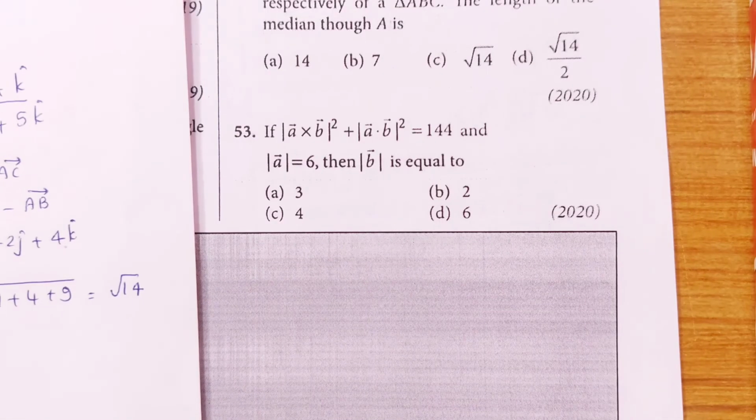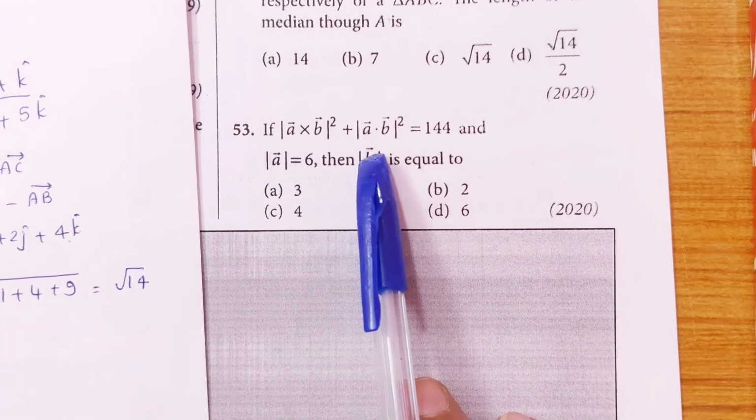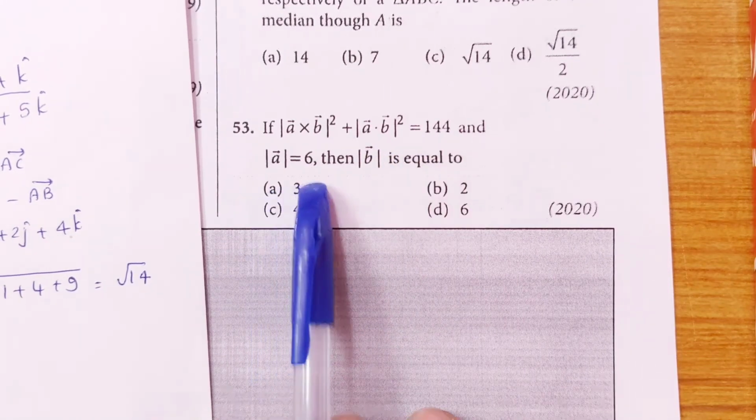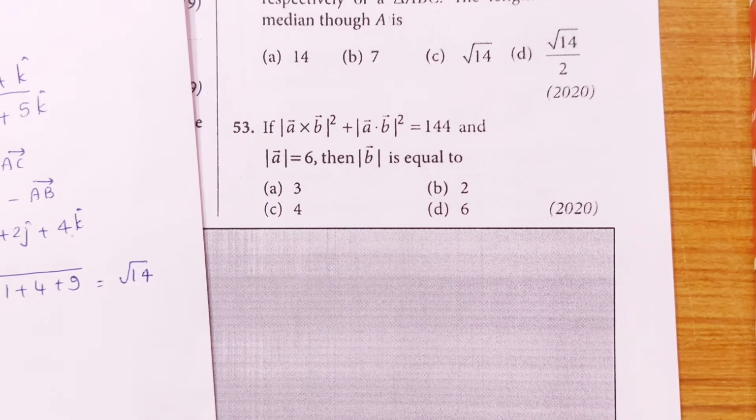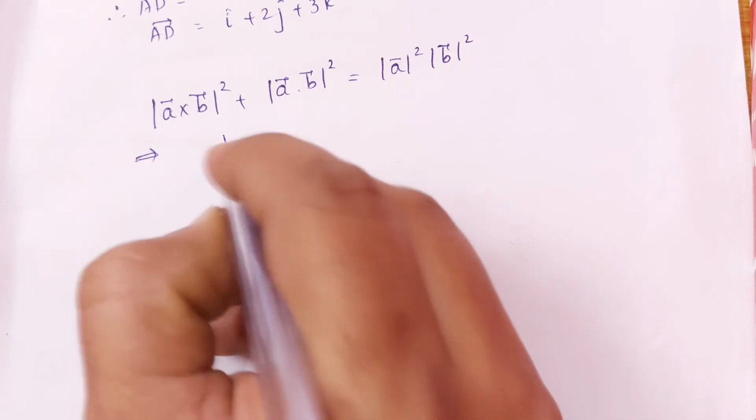Fine. So now let's go for one more question of vector algebra, from 2020. If magnitude of vector A cross B whole square plus magnitude of A dot B whole square is equal to 144 and magnitude of vector A is 6, what is the magnitude of vector B? Simple. You should know one very important standard result. Magnitude of A cross B whole square plus magnitude of A dot B whole square is nothing but magnitude of A square times magnitude of B square. Easily we can prove this, right? Now what is given? This is given as 144.